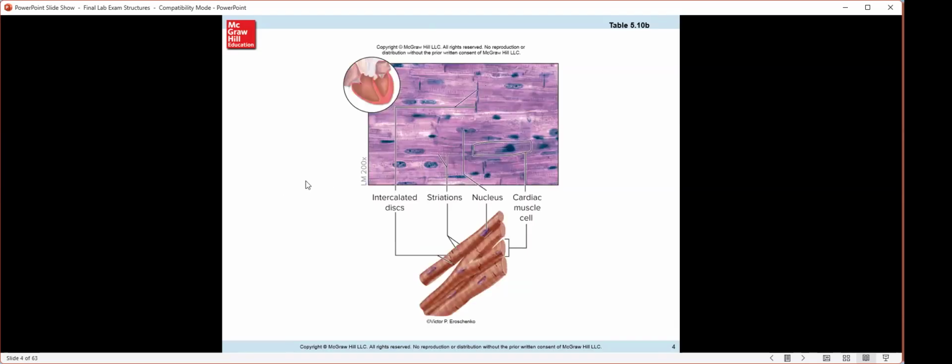Cardiac tissue looks a little bit different. You can still see those striations, they are present, and we tend to have a singular nucleus present within an actual muscle fiber. What is characteristic of cardiac muscle, if you're having trouble distinguishing it from skeletal muscle, is the presence of these intercalated discs, which are kind of darker regions separating out individual muscle fibers. Intercalated discs are only found in cardiac muscle tissue.